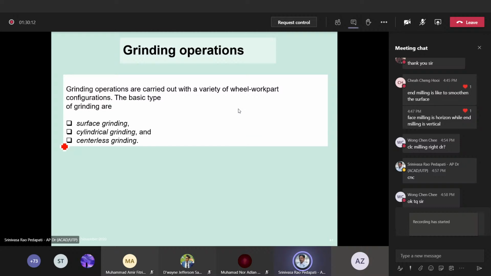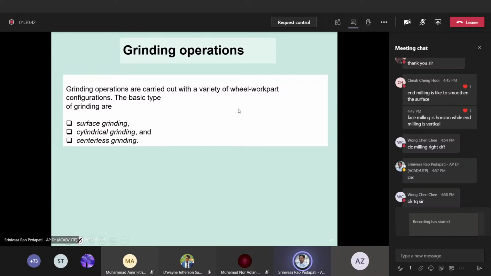So based on this wheel-work combination, grinding operations are classified as surface grinding, cylindrical grinding, and centerless grinding. Surface grinding means grinding on the surface. Cylindrical grinding means grinding the cylindrical surfaces. What is centerless grinding then? So if I say surface grinding is to grind surfaces, and cylindrical grinding is to grind cylindrical pieces, then what is centerless grinding? It is not as simple as that.